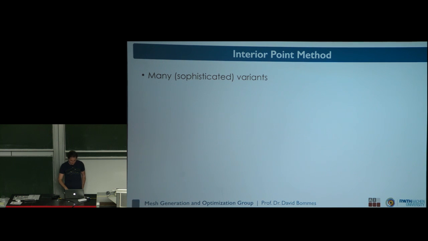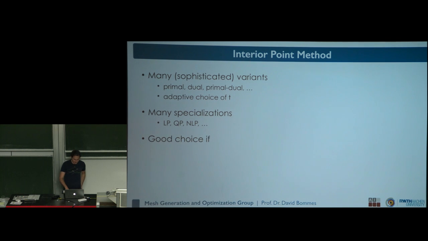Also for interior point methods there are many sophisticated variants. Again, primal, dual, and so on. But what you can also do is choose the adaptation of t more smartly. Here I said, okay, we start with a small t and then we just multiply it by 10 up to a certain accuracy. But from your optimization problem, you can deduce some information which gives you more clever strategies to get an even faster convergence. There are also many specializations for certain classes of problems.